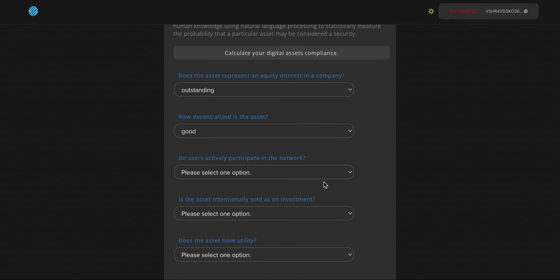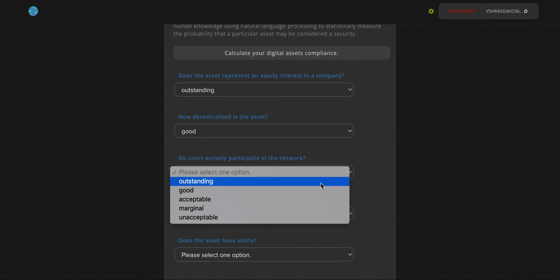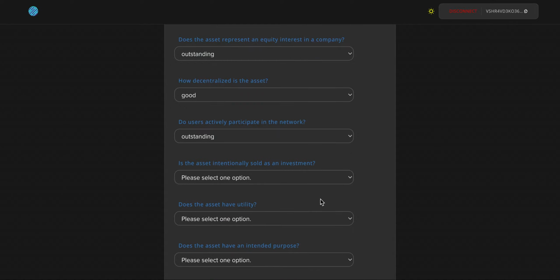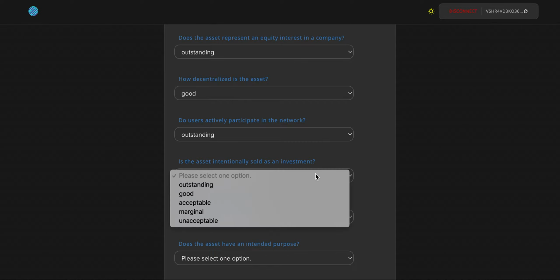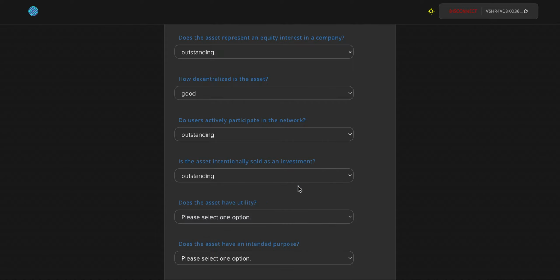Do users actively participate? So if users are actively participating through their own efforts in the project, it's less likely to be a security. Is the asset essentially intentionally sold as an investment? So if people sell the asset as an investment, it's more likely to be considered a security. If they don't, then it's less likely to be considered a security. So if it's a utility token, like Choice, for example, which is for voting, then it has its intended purpose aside from any financial investment.